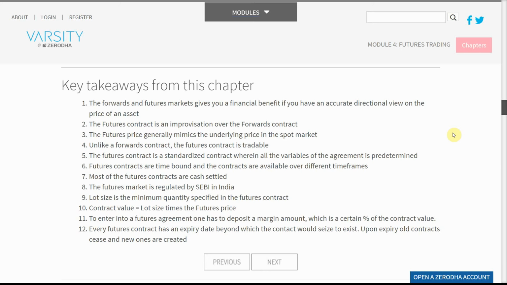Futures contracts are time-bound and the contracts are available over different time frames. Most of the futures contracts are cash-settled. The futures market is regulated by SEBI in India. Lot size is the minimum quantity specified in the futures contract. Contract value equals lot size times the futures price. To enter into a futures agreement, one has to deposit a margin amount, which is a certain percent of the contract value. Every futures contract has an expiry date beyond which the contract would cease to exist. Upon expiry, old contracts cease and new ones are created.